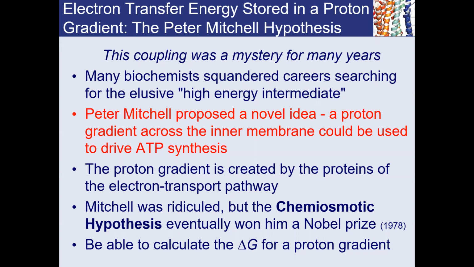So, but it turns out that that was not the case. Peter Mitchell was the first one to suggest that it could be that the proton gradient across the inner mitochondrial membrane was the driving force for the ATP synthesis. And when he proposed that idea, he was of course ridiculed by most scientists, and in fact, it turned out that he was right. And it did win him a Nobel Prize.